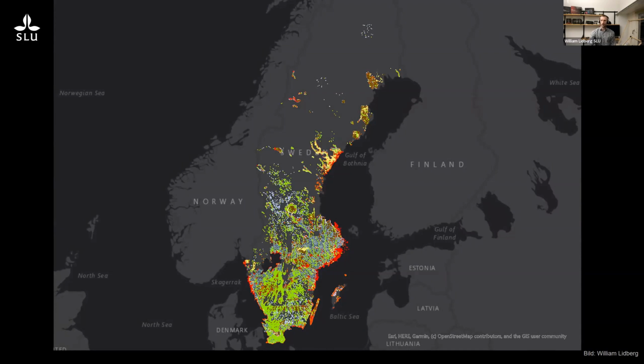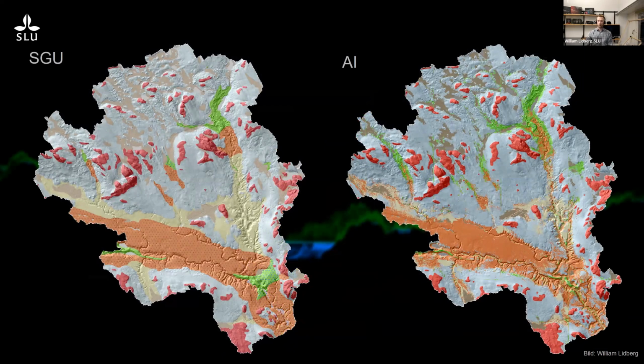So what we did was to take data from the southern part of Sweden where we have good soil maps, and we used that as training data and applied it to other parts of Sweden. On the left, you have a good soil map from Sweden, manually made by the Swedish Geological Survey. And on the right, you have the same area, but now predicted with this AI model, this extreme gradient boosting model.